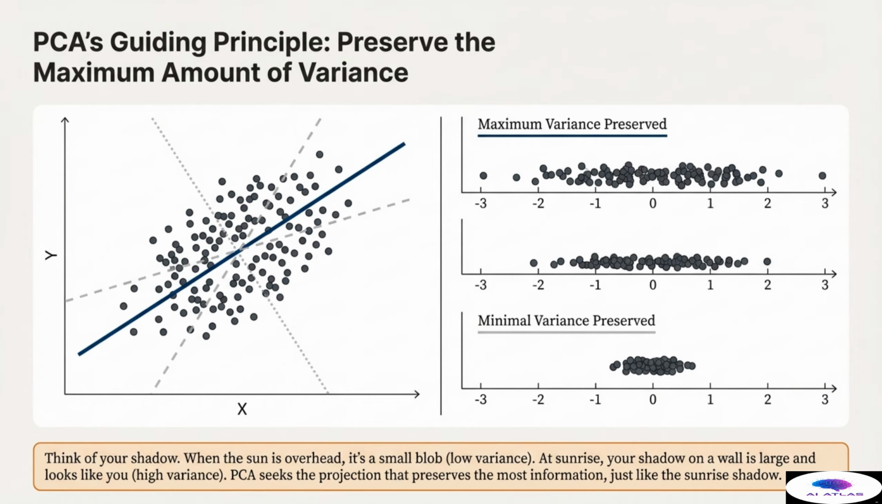The charts on the right illustrate this. The projection that maximizes the variance spreads the points out, keeping them distinguishable. Conversely, the projection that minimizes variance squashes the data into a useless cluster. PCA ensures we select the axis that maximizes information retention.